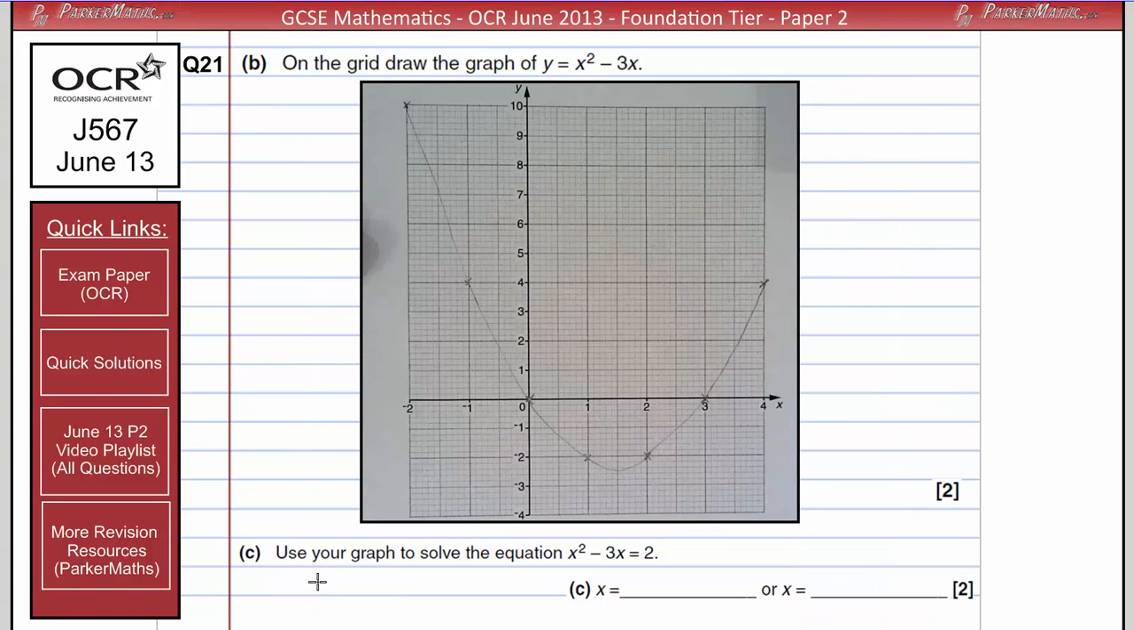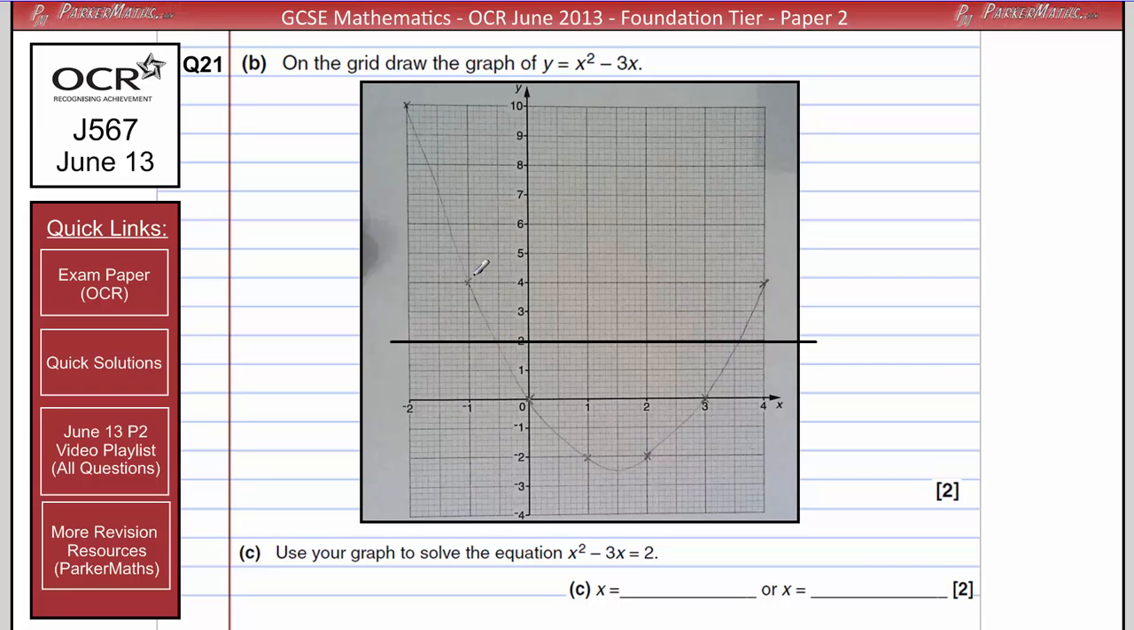In part C, we need to use our graph to solve the equation x squared minus 3x equals 2. So remember, in part B we drew the graph of y equals x squared minus 3x. So we're interested when that graph equals 2. So all we need to do is draw a horizontal line that goes across through 2. And we're interested in the points where the two graphs meet.